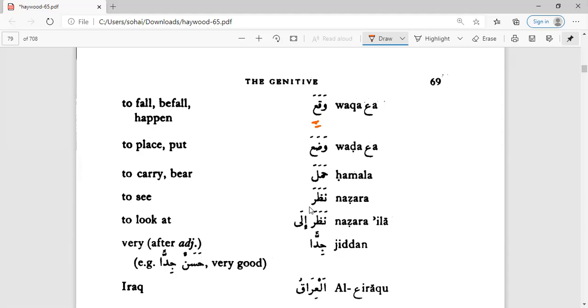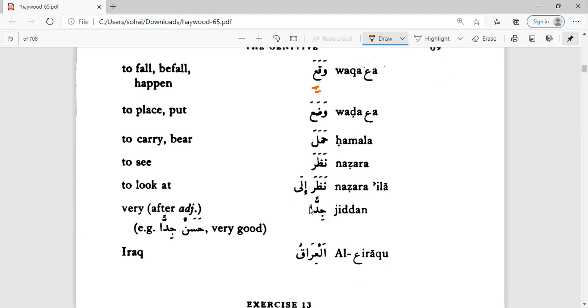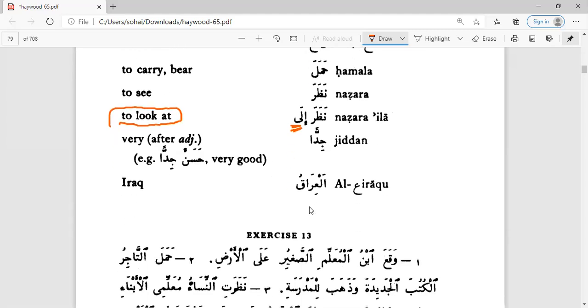Wada'a means to place, to put. He placed. Hamala means to carry, obey. Nazara means to see. Nazara ila means to look at. So when you have "to look at," you're going to use nazara ila. You're going to use this harf jar, this preposition.